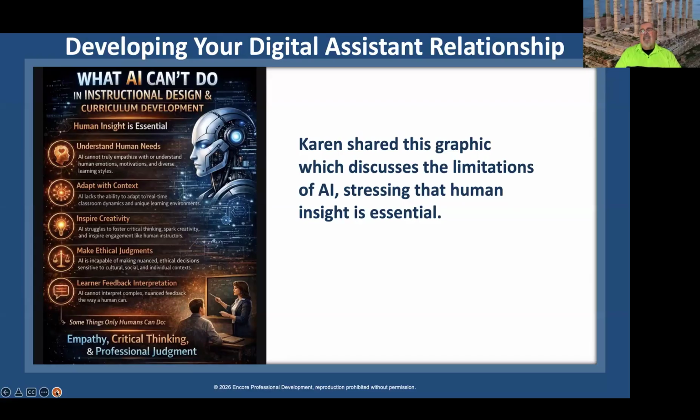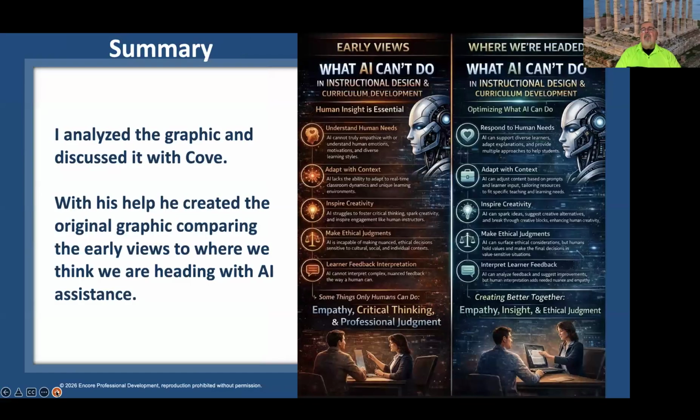And I thought, okay, well, we know it can't do a lot, but let's take a look at what it can do. And so Cove and I had a discussion about this, and I explained what I wanted him to be able to create and think about. And we came up with what AI can't do in instructional design, but where we're heading. And so what are some of the things that AI is able to do? And we could do a whole session probably on this graphic alone.